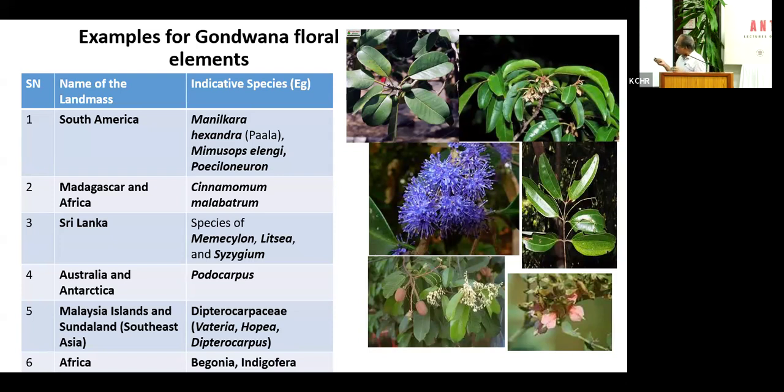Then species from Sri Lanka, such as Mimecylon and others. From Australia and Antarctica, Podocarpus. Then from Malaysia and other islands, largely the Dipterocarpus, and from Africa, Begonia as well as Indigofera and species like that. So we got contributions from both Gondwanaland and other regions to enrich our floral wealth.